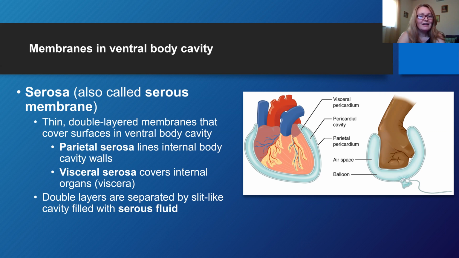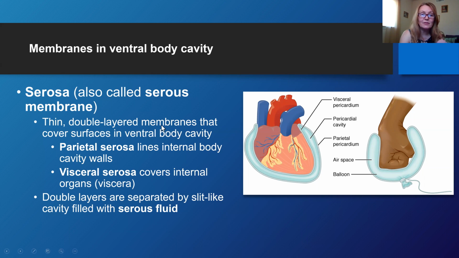right? Okay, so let's talk about membranes in the ventral body cavities. So what are our ventral body cavities? Thoracic cavity, right? And abdominal pelvic cavity. So organs inside these cavities and the cavities themselves are covered with a membrane. And this membrane is called serosa or serous membrane.